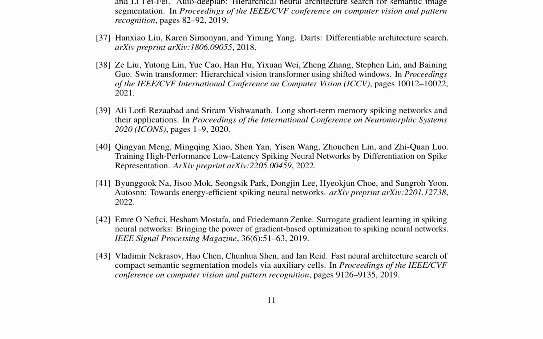Neural architecture search is further explored through Nekrasov et al.'s approach, which utilizes auxiliary cells for fast neural architecture search and compact semantic segmentation models. Additionally, Liu et al.'s DARTS algorithm is a popular method for neural architecture search, and Liu et al.'s Auto-DeepLab applies hierarchical neural architecture search to semantic image segmentation tasks. These studies have collectively contributed to the development of efficient and robust SNNs, showcasing their potential in various applications.